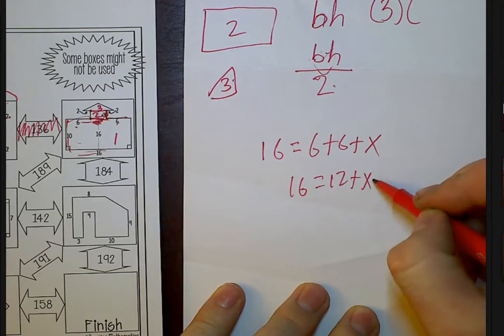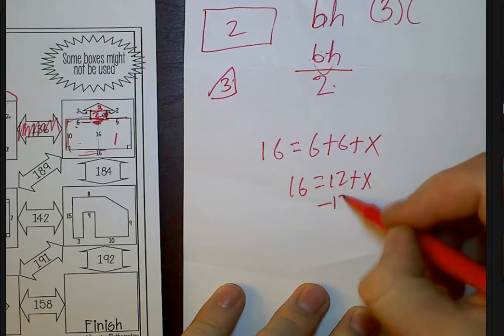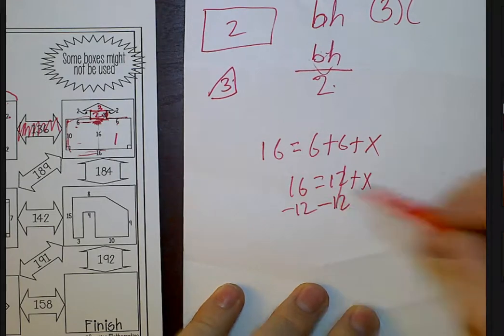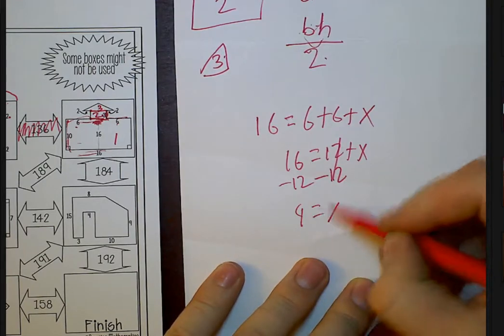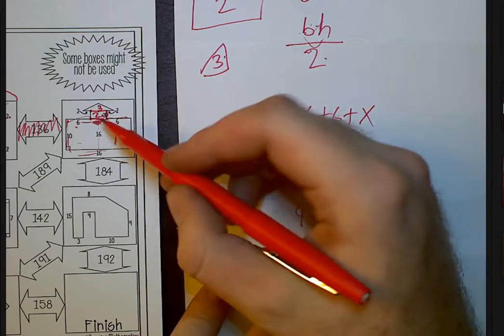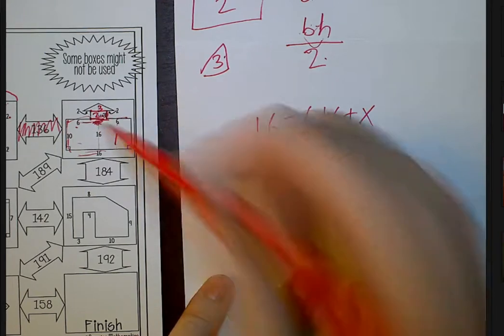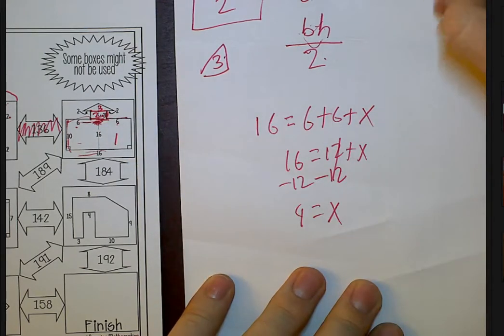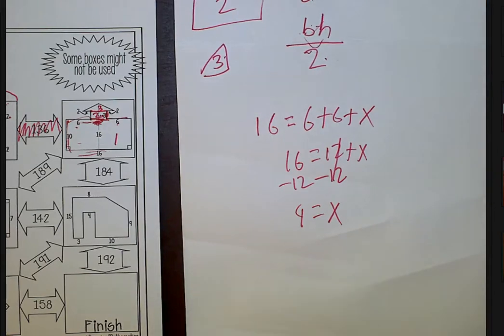Remember, if you want to solve for x, you've got to isolate it. Subtract 12 from both sides. 4 equals x, or x equals 4. So you know this base of this small rectangle equals 4. Times 3, that's going to equal 12. So now all that's left is to find the triangle.